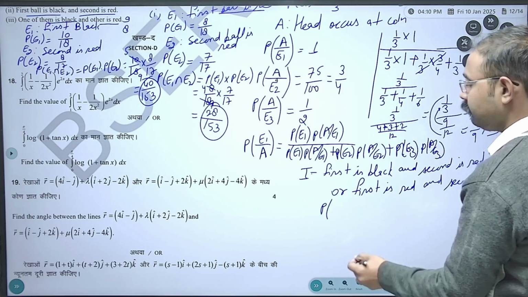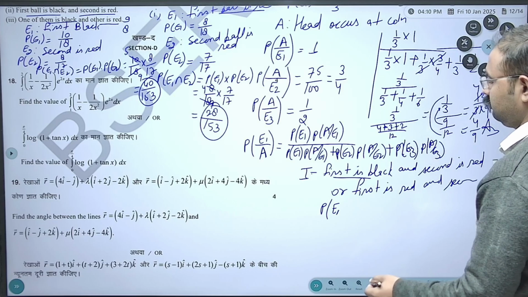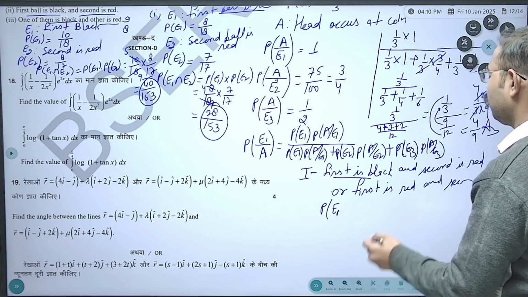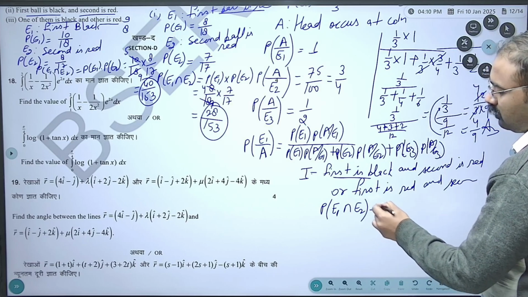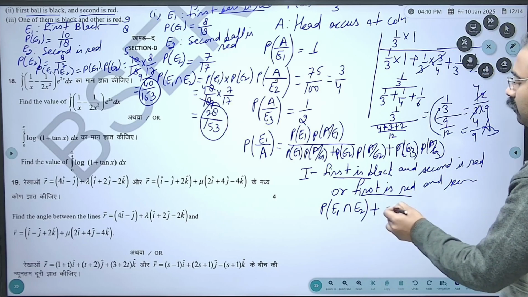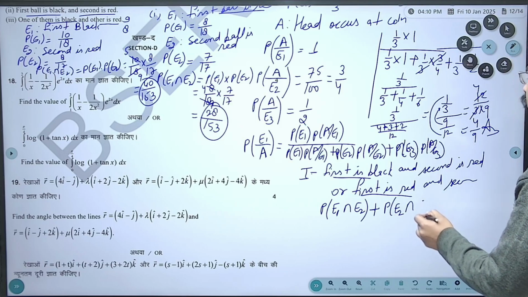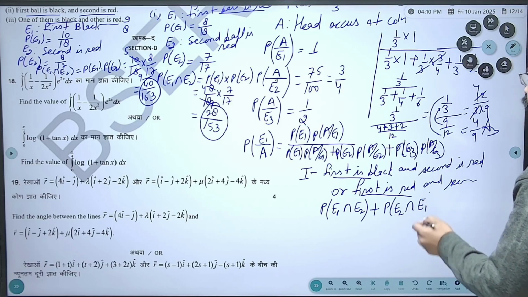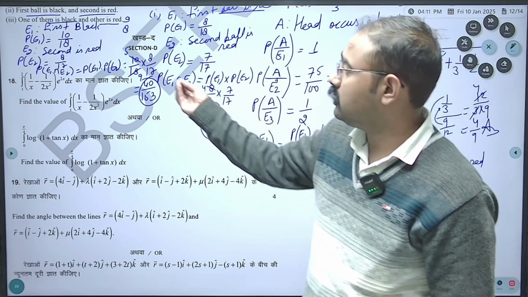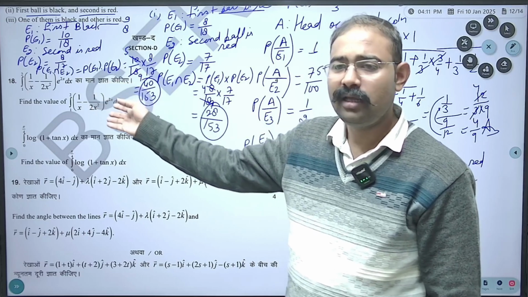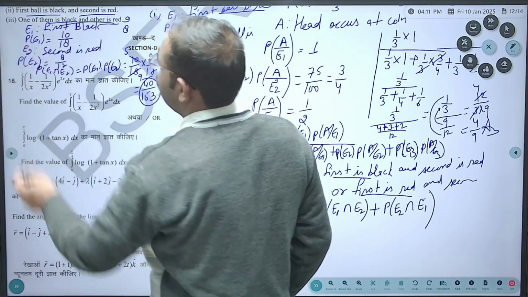Means P(first is black), let E1 is black and second is red, means E1 intersection E2, plus first is red means E2 intersection E1. So just like these two parts we have done already, we can find out the probability of this third part also: one of them is black and another is red.